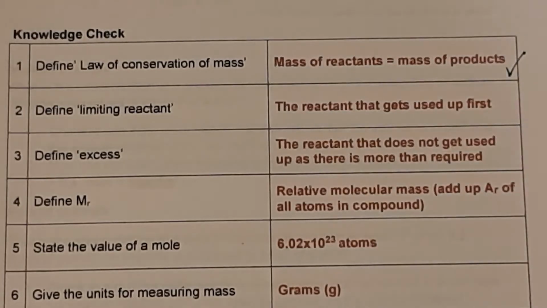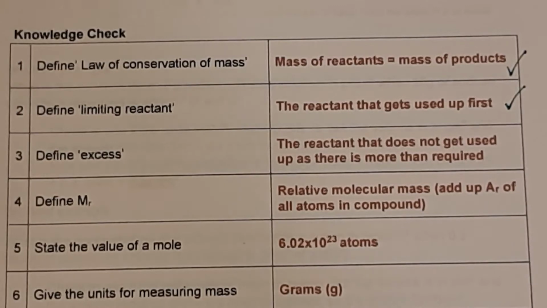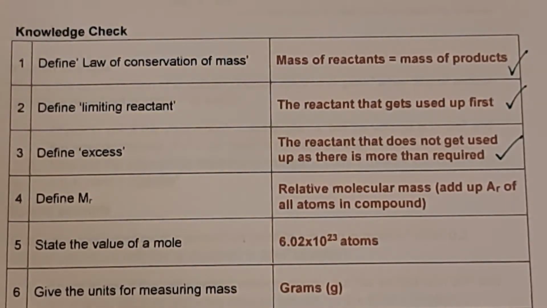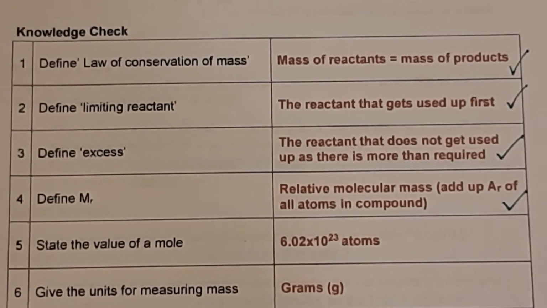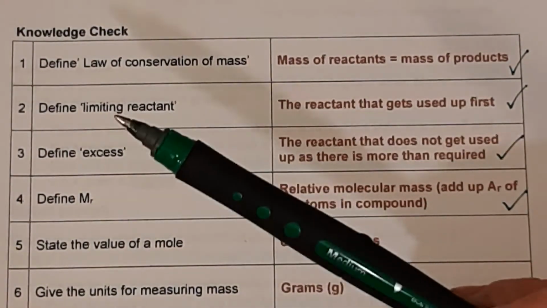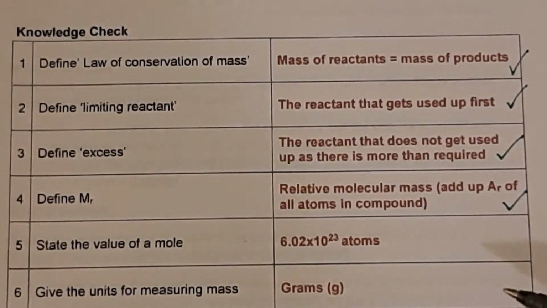Question 2, define limiting reactant. So that's the reactant that gets used up first. Question 3, define excess. So that's the reactant that does not get used up as there is more of it than required. Question 4, define MR. So MR is the relative molecular mass, where you add up the AR, the relative atomic mass, of all the atoms in the compound. Make sure you're using a pen of a different colour to tick or correct your work as we go through this, please.